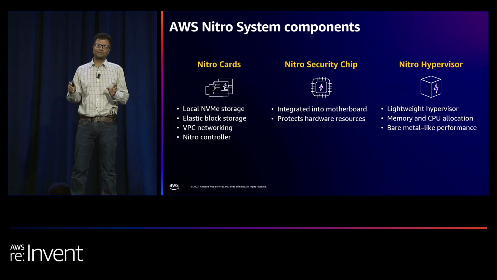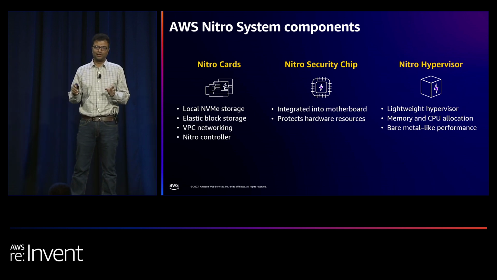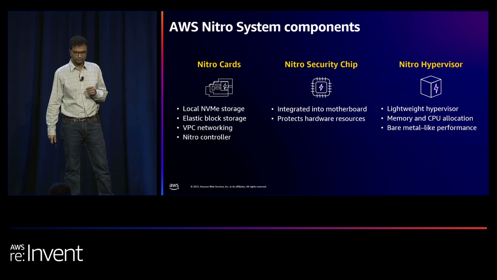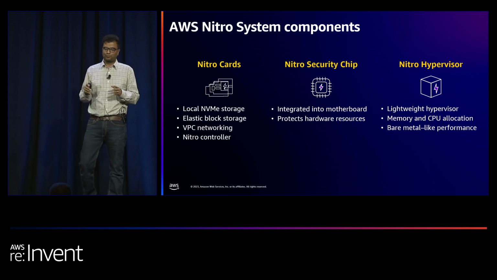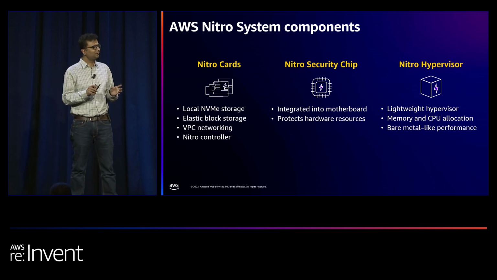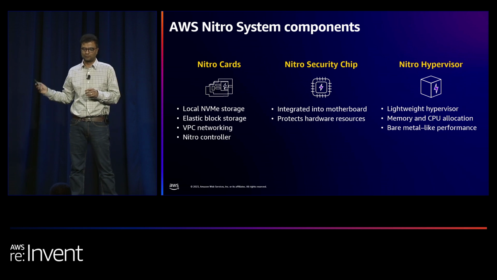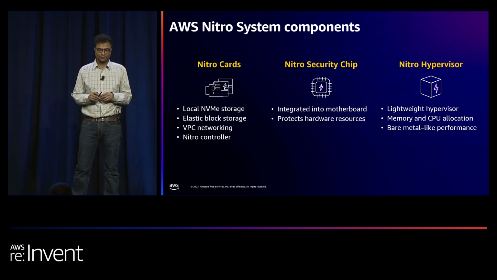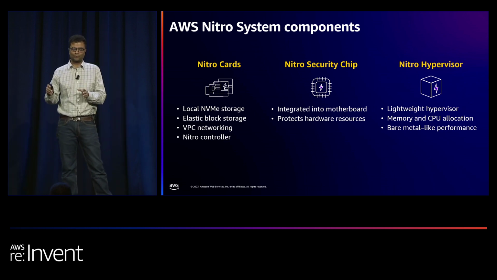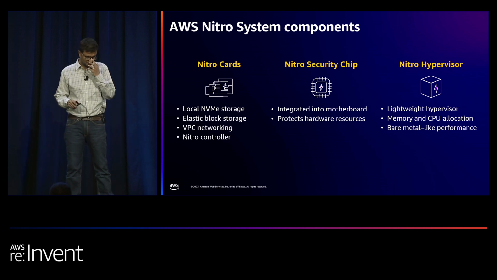The last component is the Nitro hypervisor. We have intentionally kept it very, very thin. The one thing that it does is program the hardware for virtualization to carve out the vCPU and memory, and the hypervisor only talks to the Nitro controller. It stays quiet when the instance is running. The goal was to get the Nitro hypervisor performance to be the same as the bare metal performance.